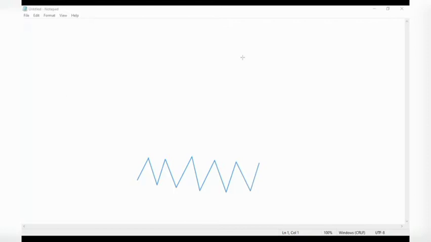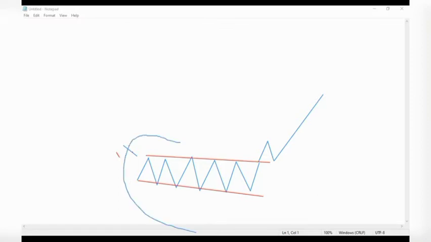Let's take this to be the accumulation phase. What you are going to do when this happens depends on where it breaks out, which is what determines whether it's going to be an accumulation phase or a distribution phase. If this finally breaks out of this box, then you are going to consider the whole of this as the accumulation phase, which gave the momentum for this to rally all the way up.